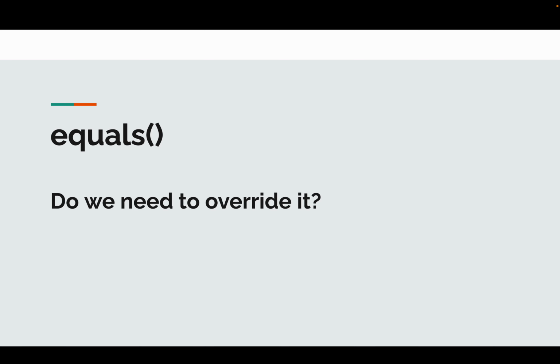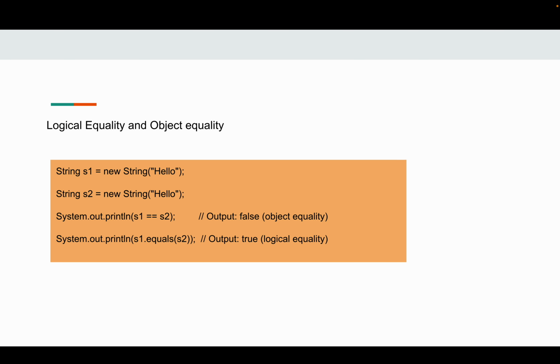The first method is equals. The question is, do we need to override it? But before answering this question, we need to understand the difference between logical equality and object equality.